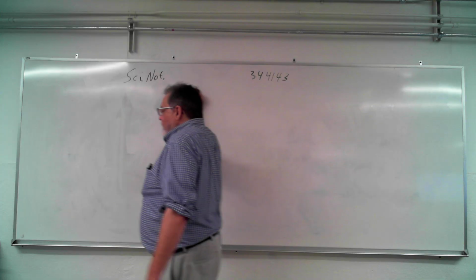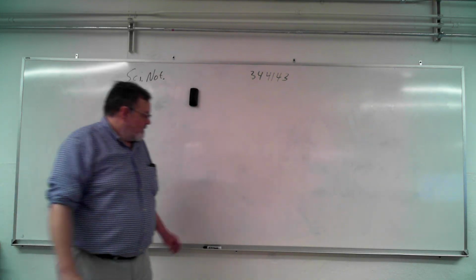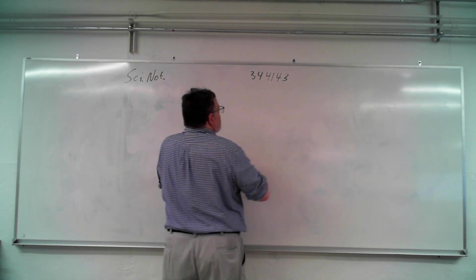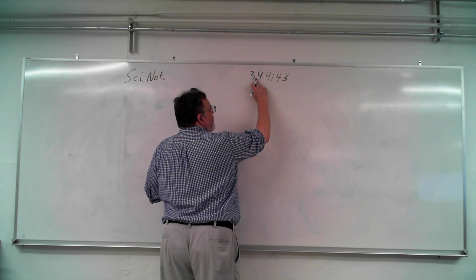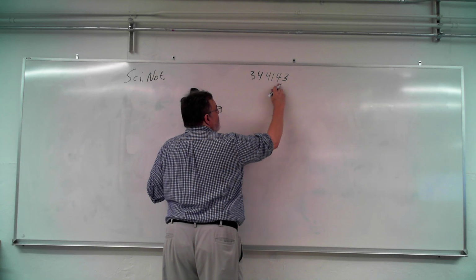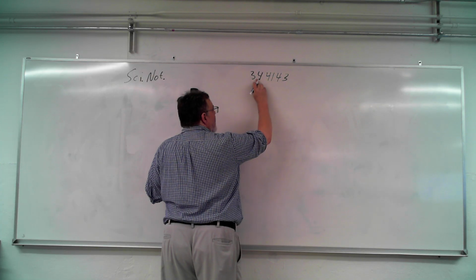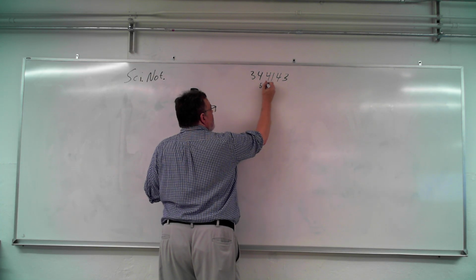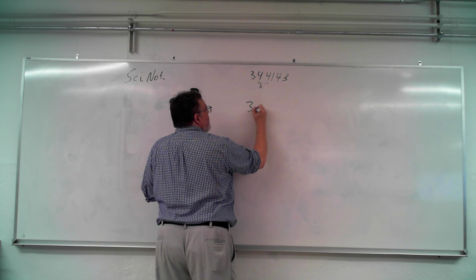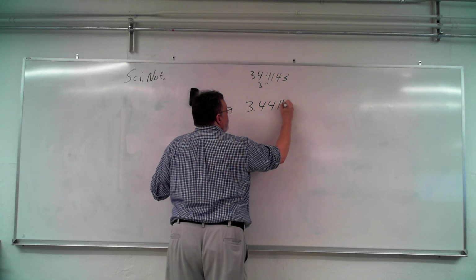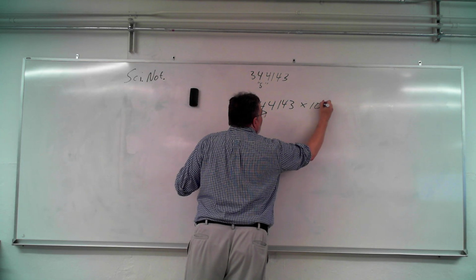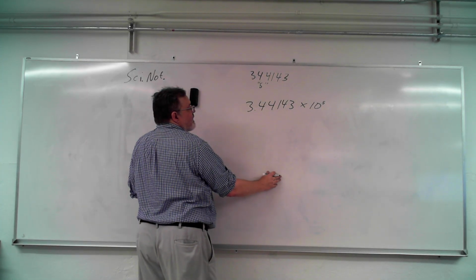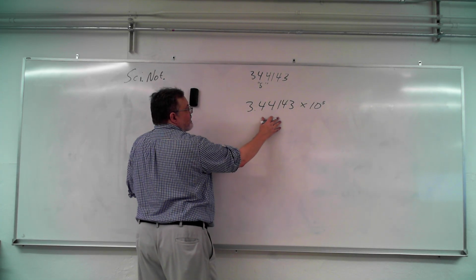All right, so let's say you had this number, and your instructor said, put that in standard scientific notation. First of all, the decimal is essentially here, and you want it here, so you count 1, 2, 3, 4, 5. It's 5. And you'll go 3.44143 times 10 to the 5.